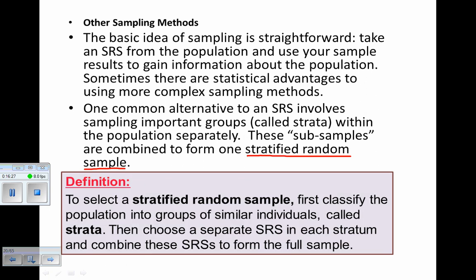So in a stratified random sample, first you're going to put the population into groups that are similar. Each of these groups is called a stratum.